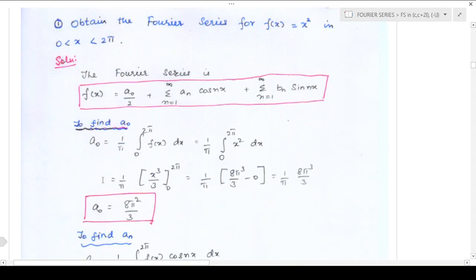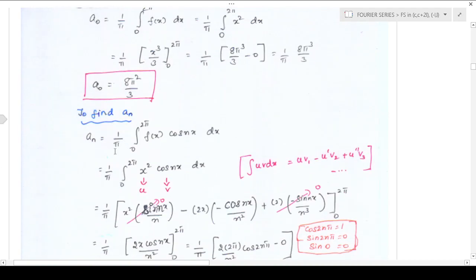So, what is your a naught? 1 by pi integral 0 to 2 pi f of x dx. Your f of x is x square. Integration of it is x cube by 3. You are applying the upper limit minus lower limit. You are getting the a naught value as such.